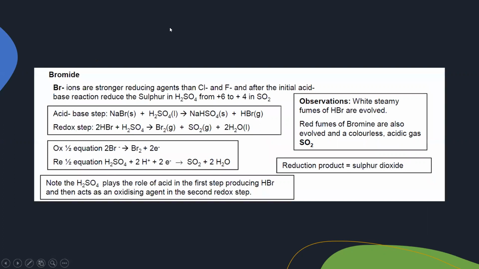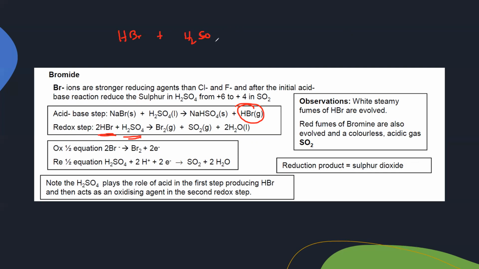But if we had a bromide ion, then what happens? The previous examples were sodium chloride and sodium fluoride, but now we are taking sodium bromide. The first step is an acid-base reaction. Sodium bromide reacts with sulfuric acid to give sodium hydrogen sulfate and HBr. When HBr is there, we observe misty fumes. Then this HBr reacts with H2SO4. So this hydrogen bromide, in which bromine is -1, reacts with H2SO4.